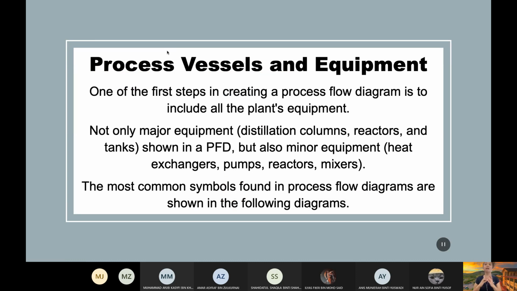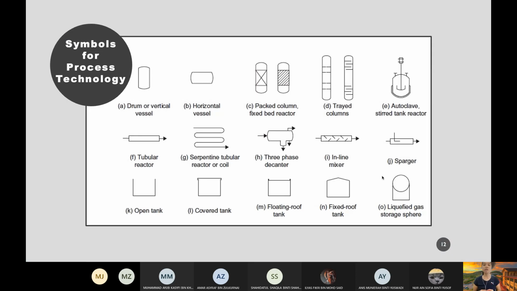Okay, so kamu now have to identify all the main equipment, okay, major equipment, which is distillation column, reactor, and tanks. And then you have to also show minor equipment. Example, heat exchanger, pump, reactor, mixers. Okay, so major equipment, minor equipment, termasuklah compressor, pump, heat exchanger, as I told you. Okay, then common symbol found in the process flow diagram are shown. Okay, so first of all, equipment yang kamu nak pilih tu, simbol dia kamu tak boleh sebarangan pilih. Kamu tak boleh reactor, kamu nak pilih silinder lah, you cannot simply choose.